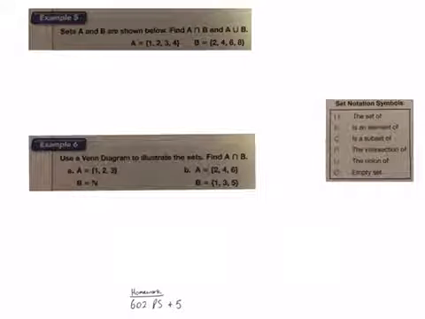Alright, so here's a couple examples here. It says set A and B are shown below. Find the intersection and the union of them. Let's first talk about the intersection, the things they both have in common. So I'm looking for things that they both have. Notice they both have a 2 and they both have a 4. So A intersection B is equal to the set containing just 2 and 4, the ones that are in both of them.